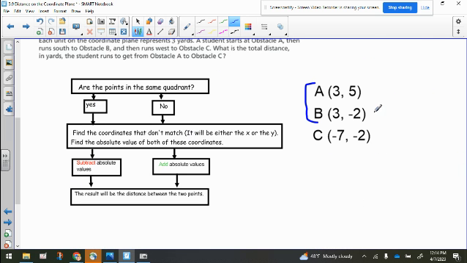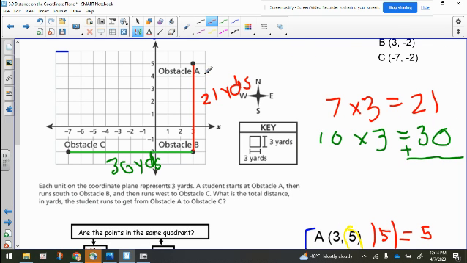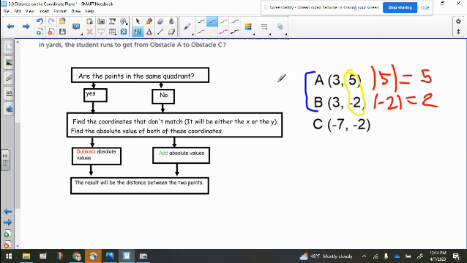So we have to find the coordinates that don't match. Which ones don't match? These match, these don't match. So the ones that don't match, you're going to find the absolute value of both of those coordinates. The absolute value of a 5 would be 5. The absolute value of a -2 would be 2. And we would add the absolute values. If we add 5 plus 2, we get 7. So it's not an accident when we counted that out, we got 7 doing it that way also. So 7 units between A and B.